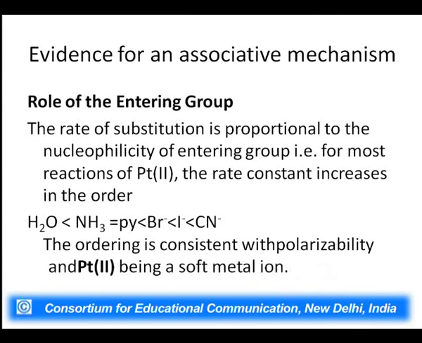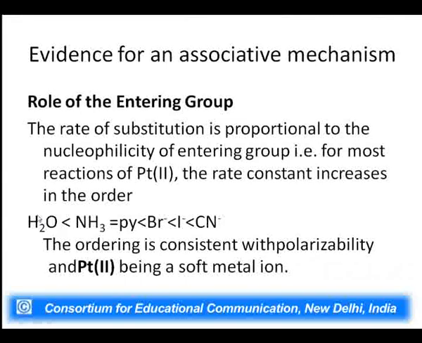It identifies how fast the rate of reaction can go. For most of the reactions of platinum, the rate constant is found to increase in this order: cyanide is high, then iodide, then bromide, pyridine, ammonia, and the rate of reaction is found to be lowest in the case of water.